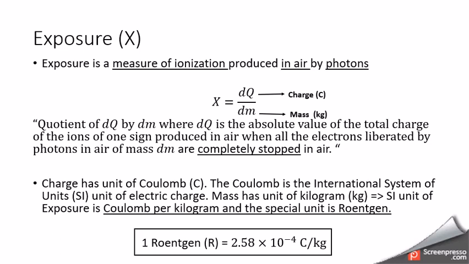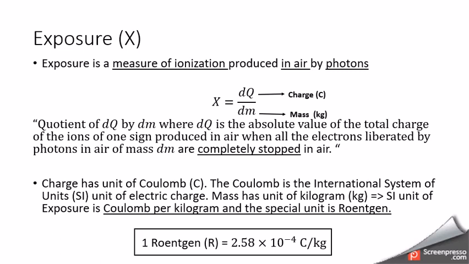The first concept is exposure. Exposure is a measure of ionization produced in air by photons. By definition, it is the charge over mass. So charge has a unit of coulomb, mass has a unit of kilogram. So exposure has the unit of coulomb per kilogram.